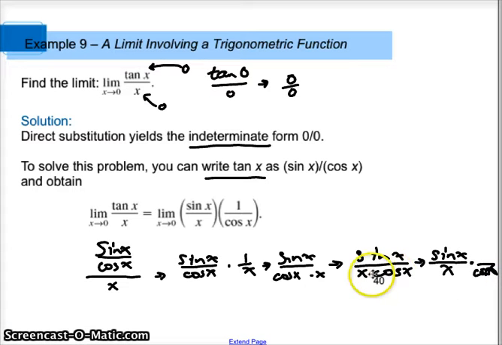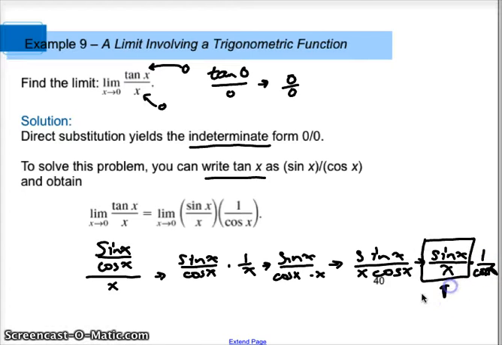The denominator is still x times cosine x, but to keep that cosine x in the denominator, I put a 1 on top, and now I have two fractions. If you multiply them back together, you get back to this. But the goal here, notice we got sine x over x separate from the 1 times 1 over cosine x.